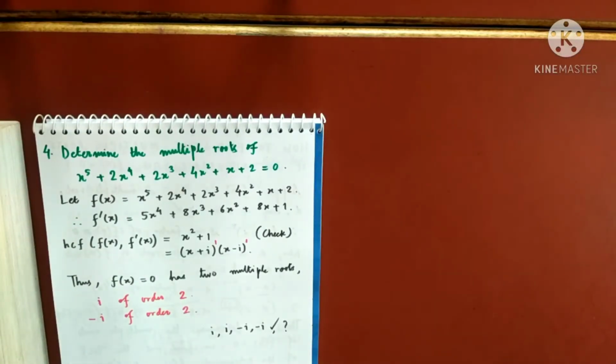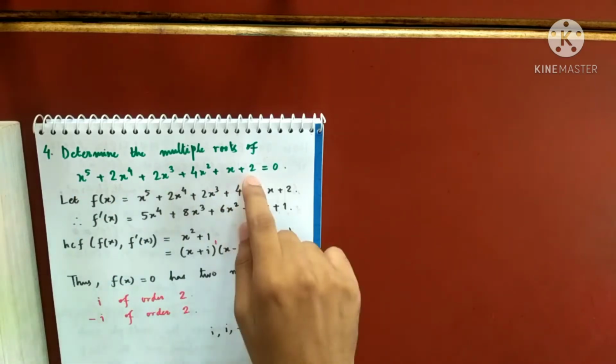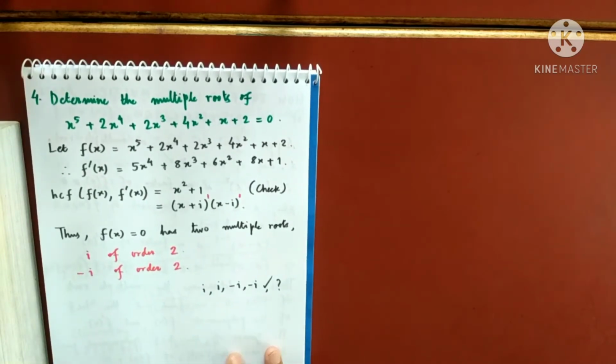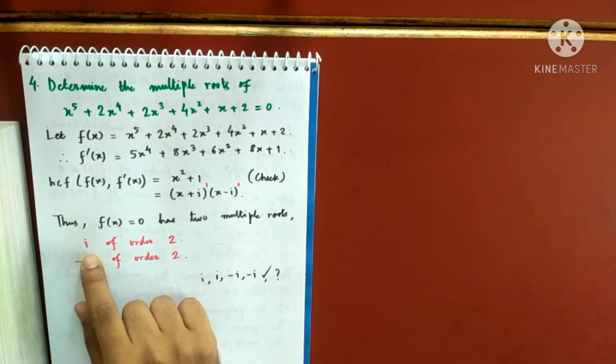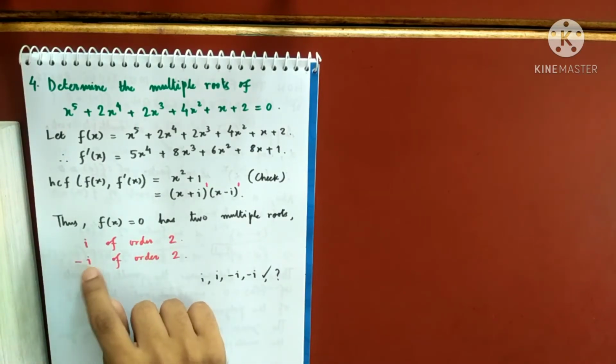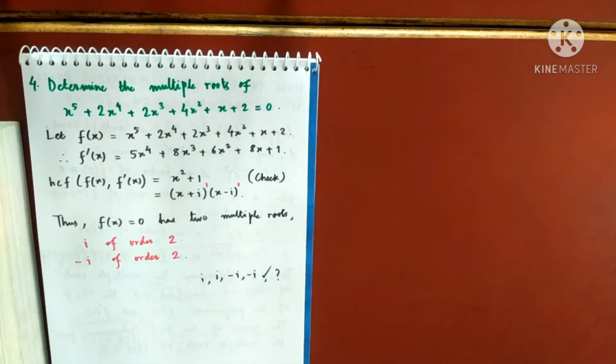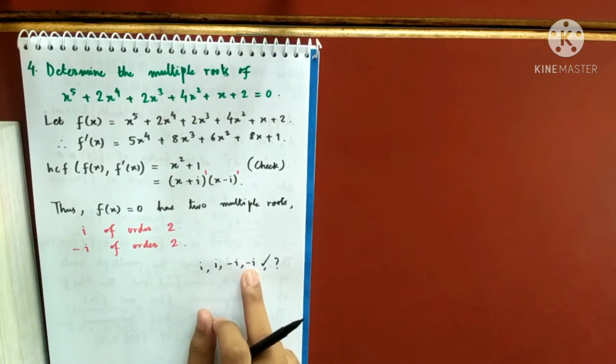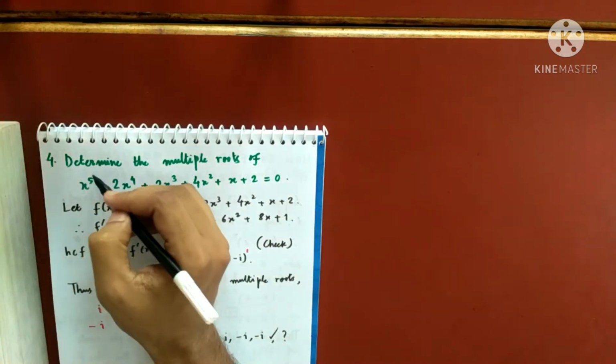So yesterday we did this question: determine the multiple roots of this equation. I had already given you that this equation has multiple roots, and you had to find them. I calculated that the multiple roots were i (iota) of order 2 and minus i of order 2. That means this equation already has 4 roots, i twice and minus i twice, but it should actually have 5 roots.